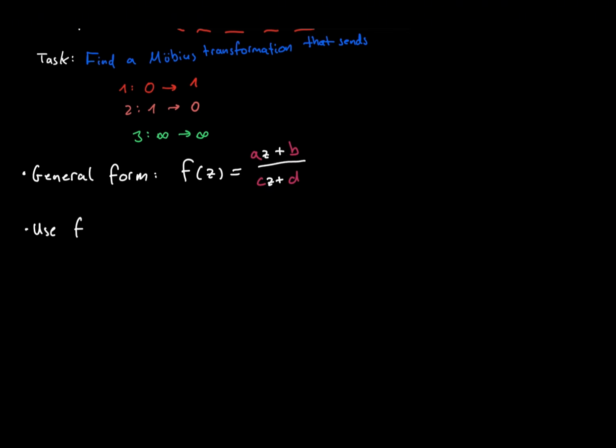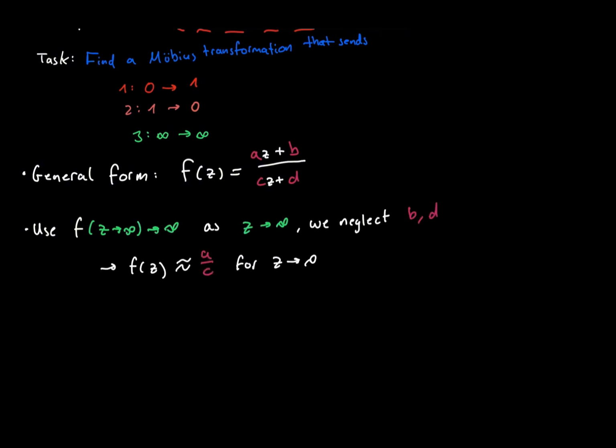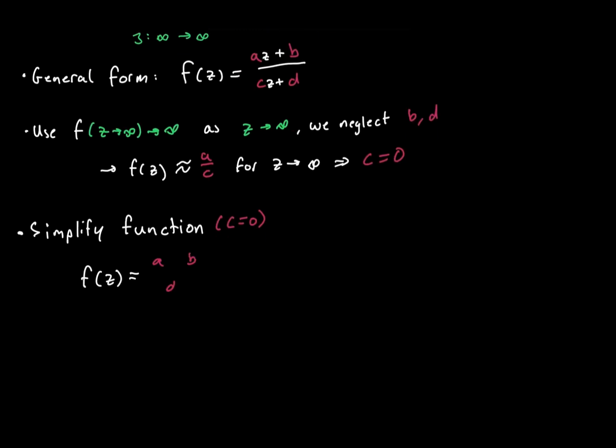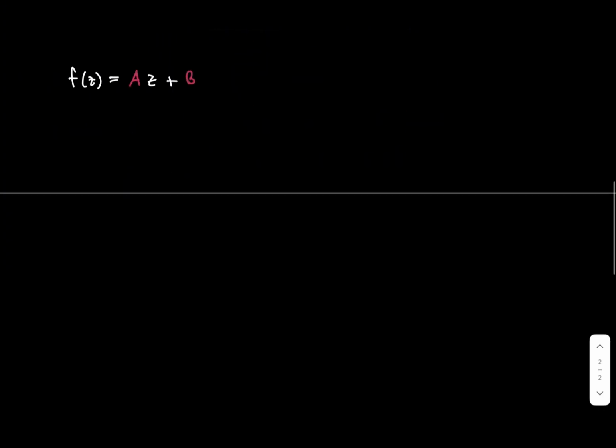First, we use the condition for infinity. If infinity maps to infinity, then c must be 0. That simplifies the function to a linear function. So now we have f of z equals az + b.